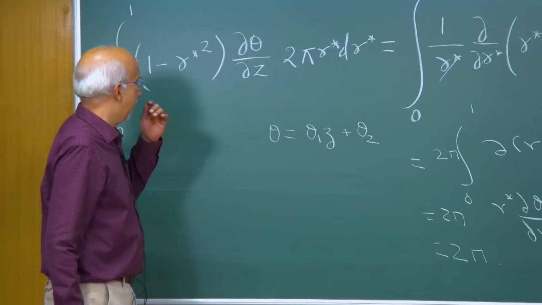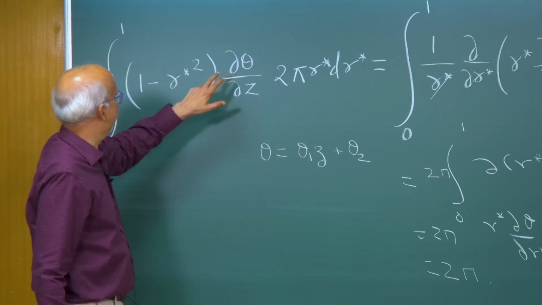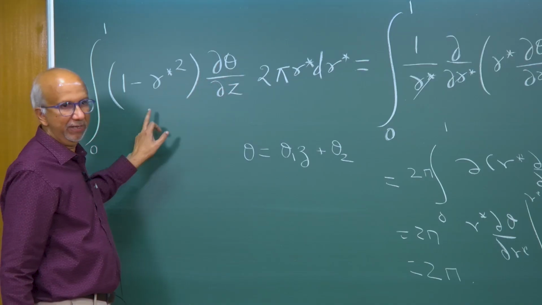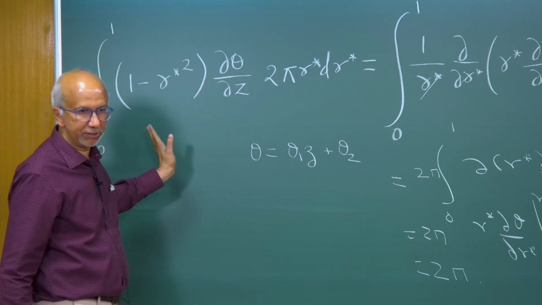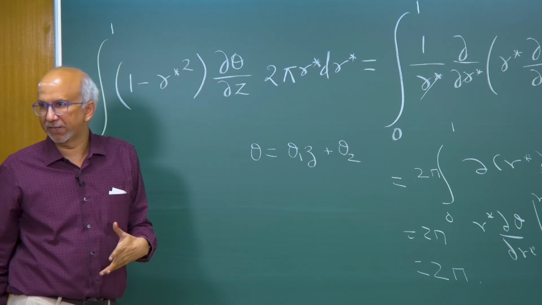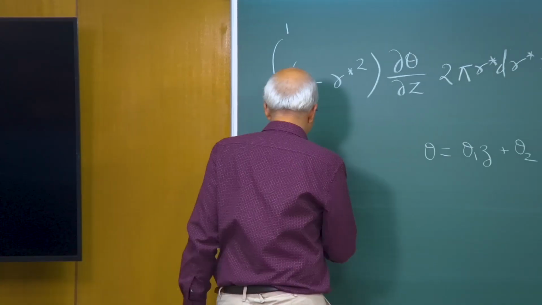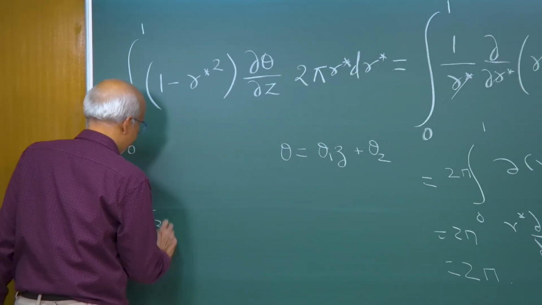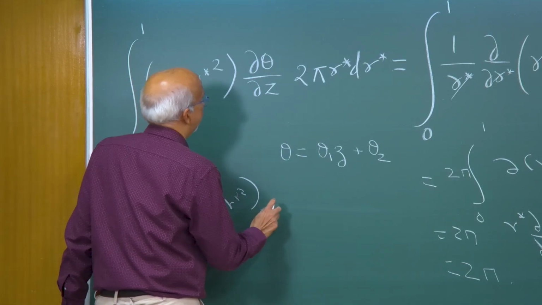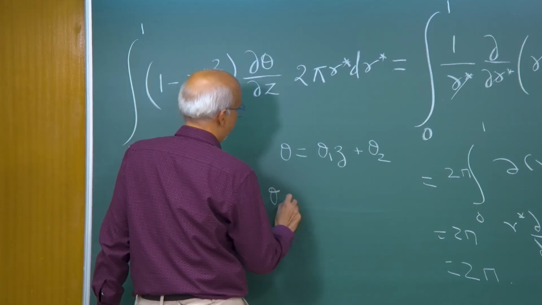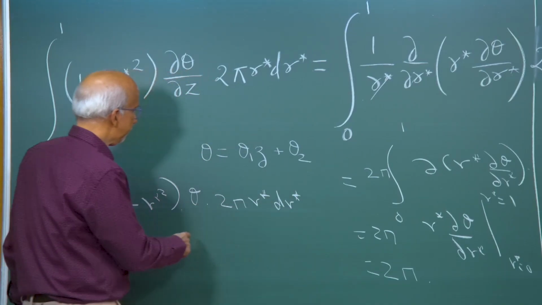As far as the left hand side is concerned, remember that theta is a function of r and z. I am integrating with respect to r, and this derivative is with respect to z. So, I can take the derivative outside, because these limits do not depend upon z. These limits are constants, they are 0 and 1. So, I can write this as d by dz of integral 0 to 1 of 1 minus r star squared times theta times 2 pi r star dr star. This is my left hand side.